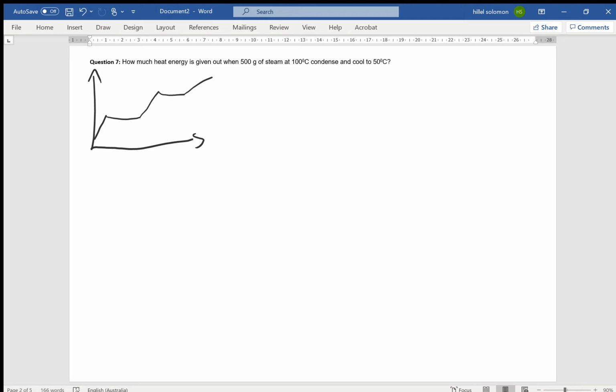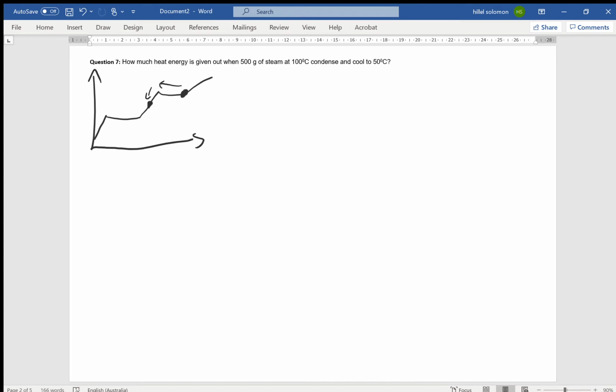Okay, so we're starting with steam at 100 degrees Celsius. That's over there on this graph. And what's happening is that the steam is first condensing, so it's all turning into water as it travels back along the graph in that direction. And then it's cooling down and finishing as water at about 50 degrees, which is about there. So it's condensing, and then the water's cooling down. So we're actually going to have two steps here.